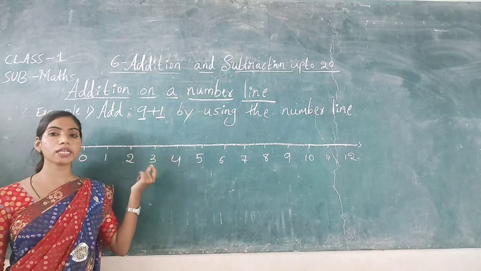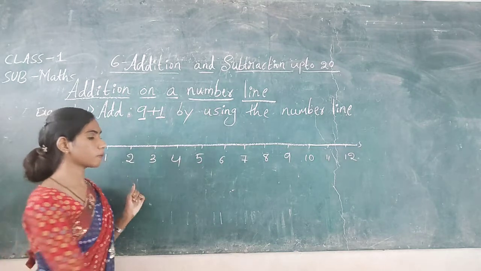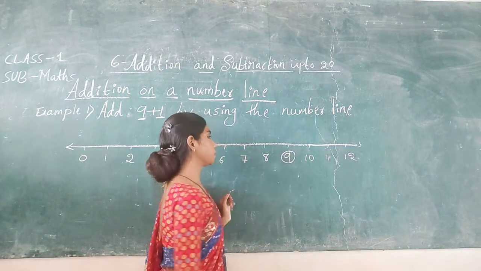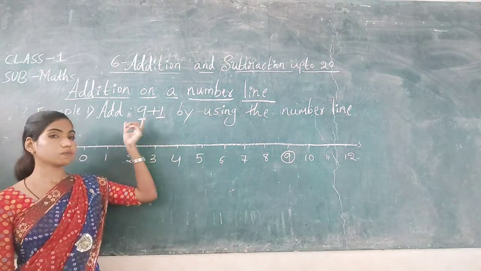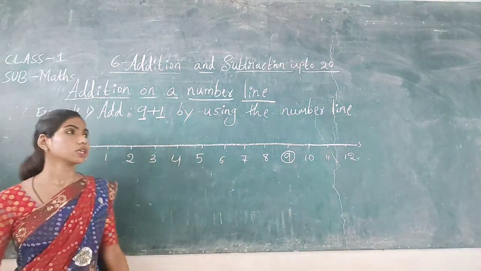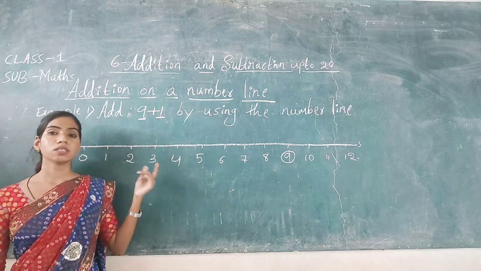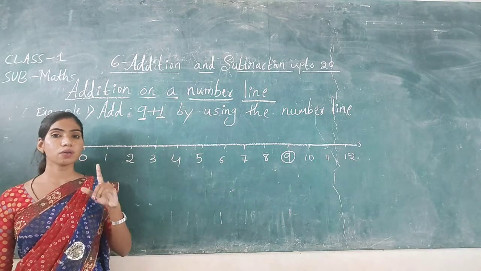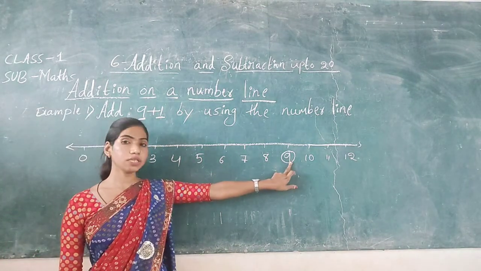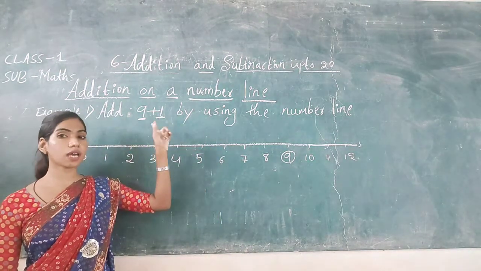So on the number line, first find the first number. The first number is 9, so on the number line, 9 is here. The second number is 1. So from the first number jump 1 time. From the 9 jump 1 time, because the second number is 1.